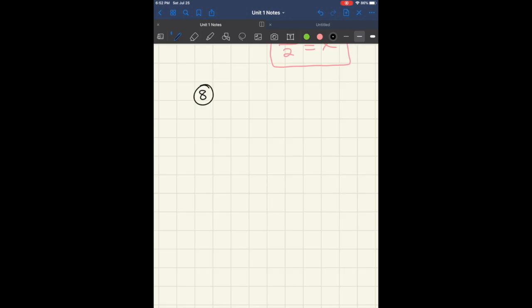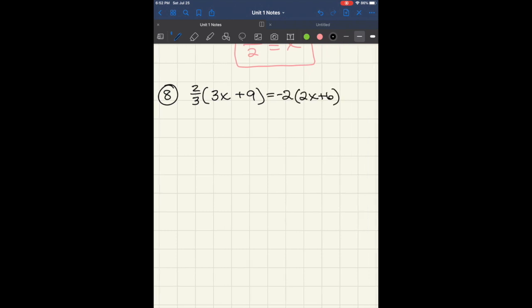Last example. So we've got 2/3 times 3x plus 9 equals -2 times 2x plus 6. So first we're going to distribute that 2/3. You can multiply that in your calculator. And we're going to distribute the -2 on the right side.